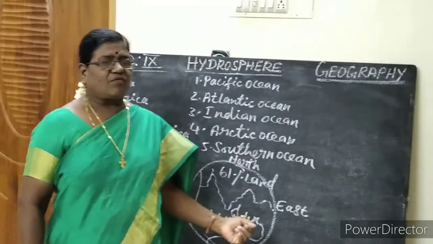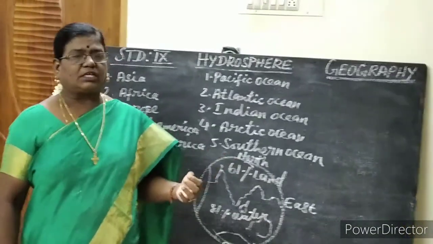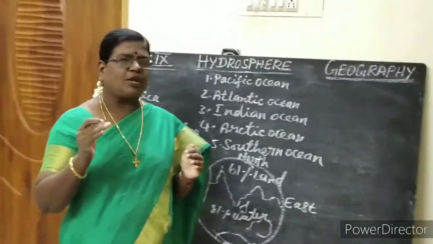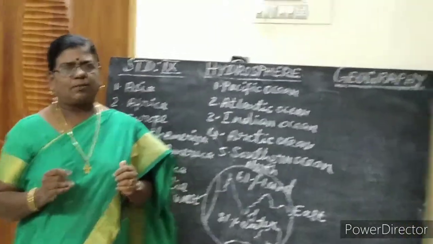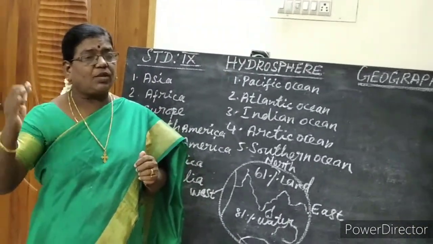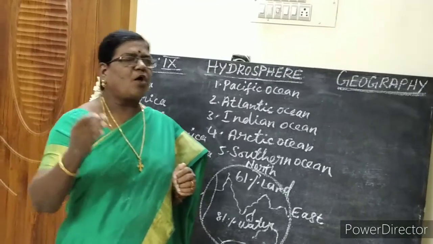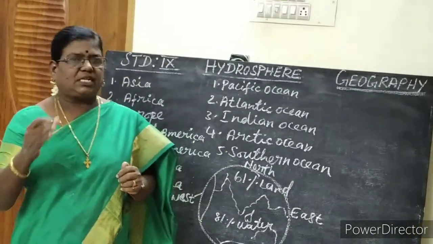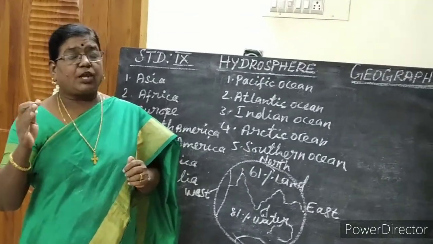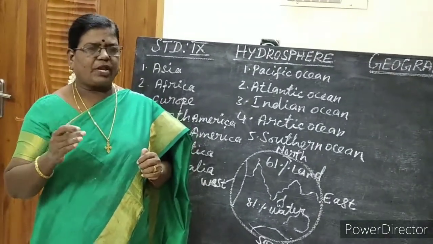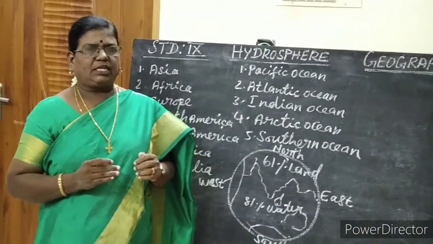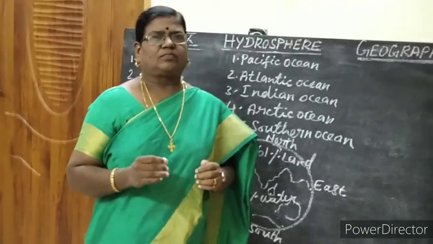Dear children, 71 percentage of the earth is covered by water, but very little can be used by humans. Why? What is the reason? Because all the 71 percentage is in the form of salt water present in the oceans and seas. So, it cannot be utilized for daily purposes like bathing, drinking, cooking, etc.